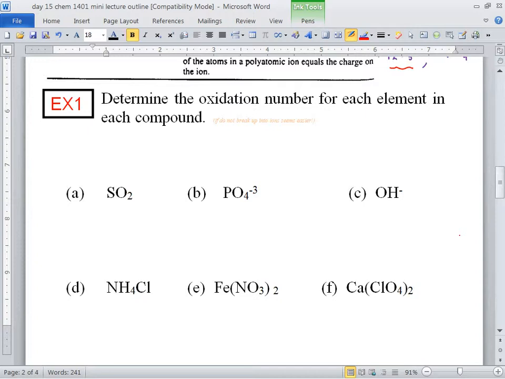So determine the oxidation number for each element in each compound. Okay, so work with the folks around you. If they don't get it, just ask. I'll be glad to help you. So first you have SO2. Great. Oxygen has to be a negative 2. So circle it. So S has to be a what?